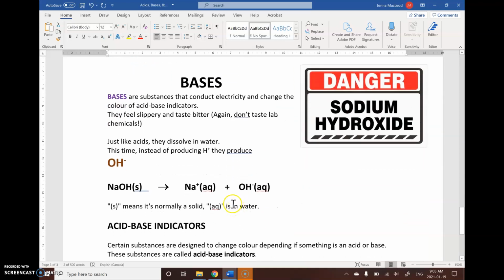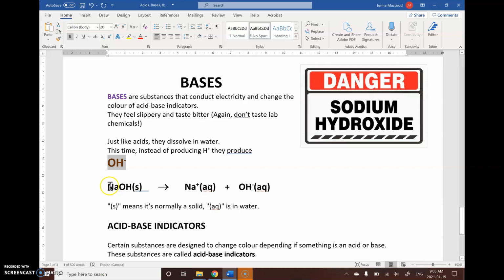Bases are similar. They're not similar. Bases are substances that conduct electricity and change the color of an acid-base indicator. They feel slippery and they taste bitter. Again, don't taste them. Just like acids, they dissolve in water. This time, instead of producing a hydrogen ion, they produce a hydroxide ion. Remember, this is a polyatomic ion.